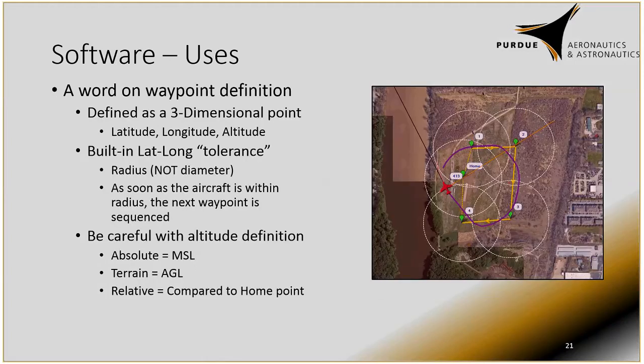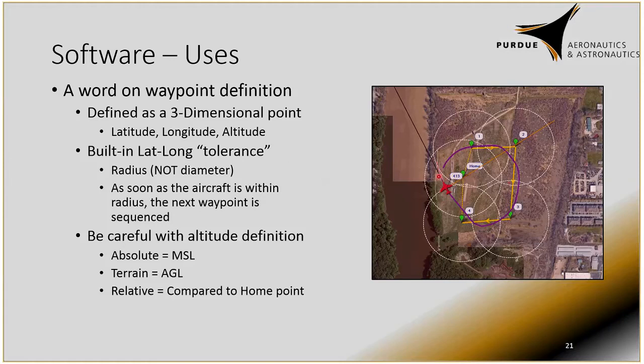We're on waypoint definition. Waypoints are inherently a three-dimensional item. Most people think of latitude, longitude, but there is also an altitude included. If you set an altitude of 0 for a waypoint, don't be surprised when the aircraft heads towards the ground. There's also a built-in latitude-longitude tolerance here, and it's a radius, right, not a diameter. So if you have a really big radius, as soon as it crosses that radius that is your tolerance, it'll start heading to the next waypoint.